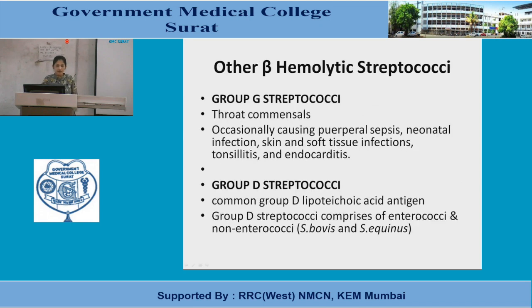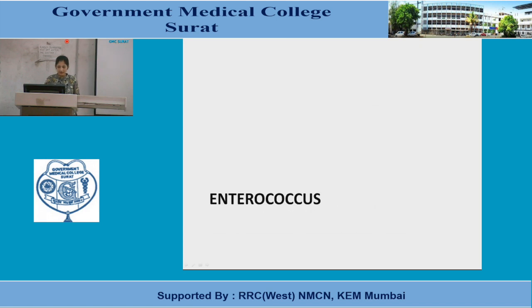Other beta hemolytic streptococci include group G and group D. The group D streptococci are important. The common group D lipoteichoic acid antigen is important. The group D streptococci comprise enterococci and non-enterococci. The non-enterococci family includes Streptococcus bovis and Streptococcus equinus.